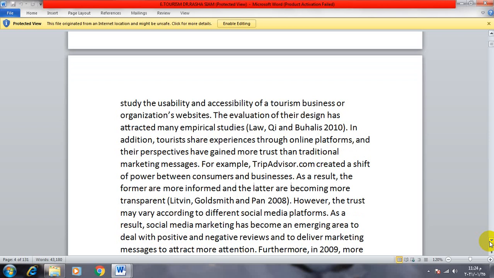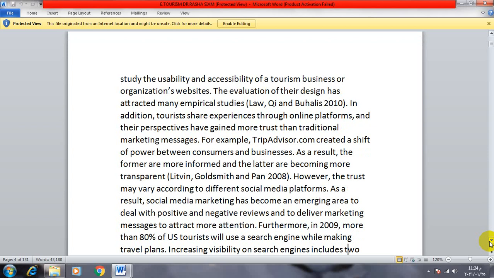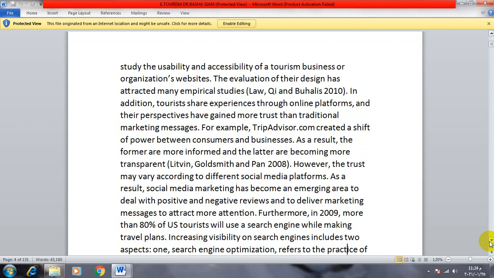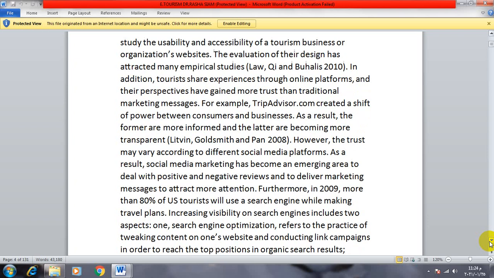Furthermore, in 2009, more than 80% of US tourists would use a search engine while making travel plans. Increasing visibility on search engines includes two aspects. One, search engine optimization refers to the practice of tweaking content on one's website and conducting link campaigns in order to reach the top position in organic search results.